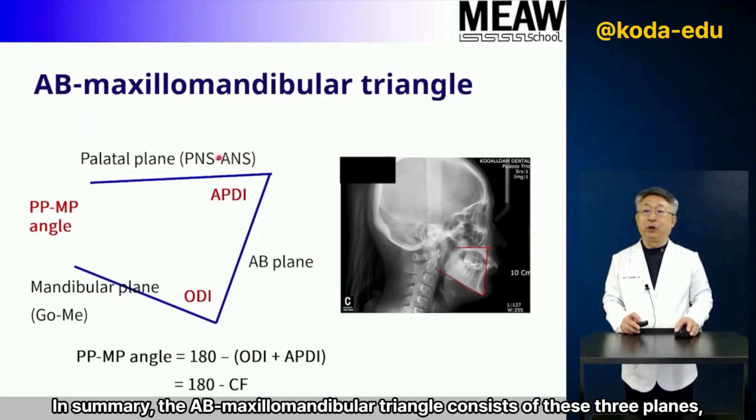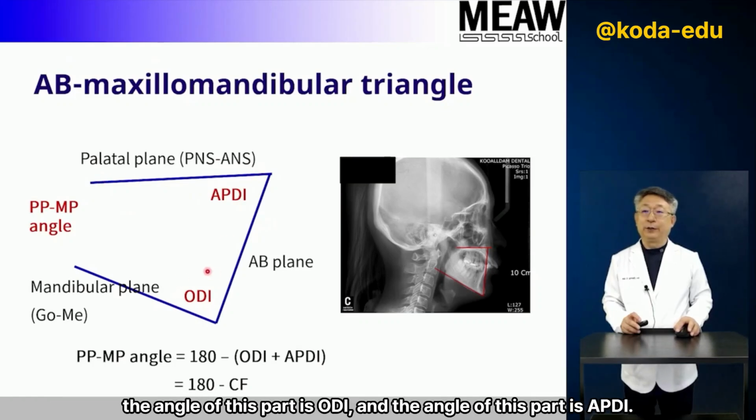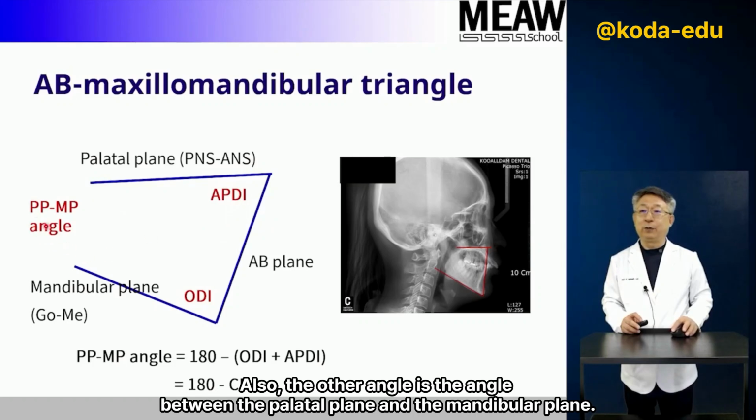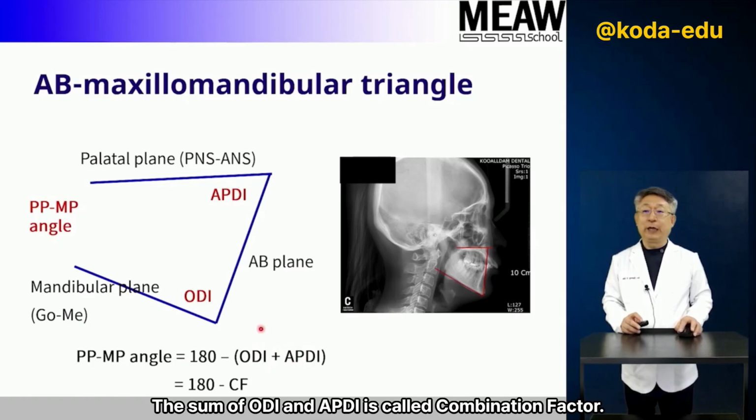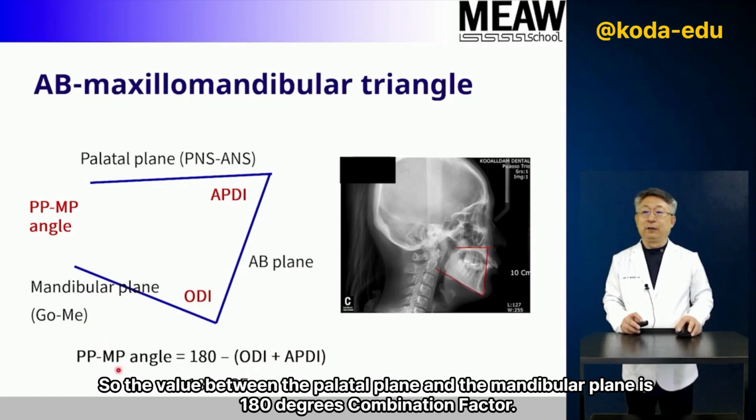In summary, the AB-maxillomandibular triangle consists of these 3 planes. The angle of this part is ODI, and the angle of this part is APDI. Also, the other angle is the angle between the palatal plane and the mandibular plane. This is found by subtracting the sum of ODI and APDI from 180 degrees. The sum of ODI and APDI is called the combination factor. So the angle between the palatal plane and the mandibular plane is 180 degrees minus the combination factor.